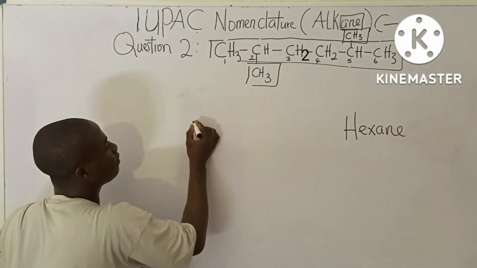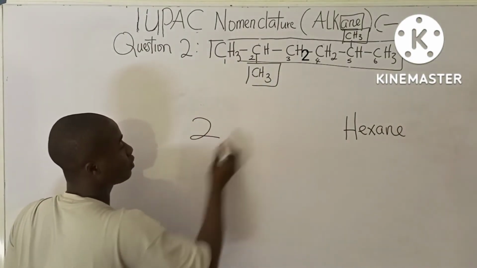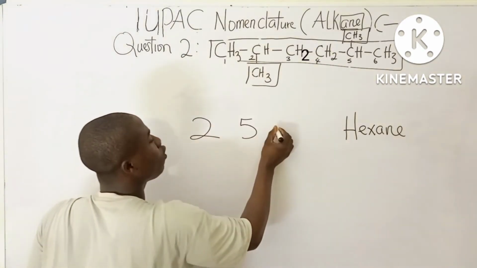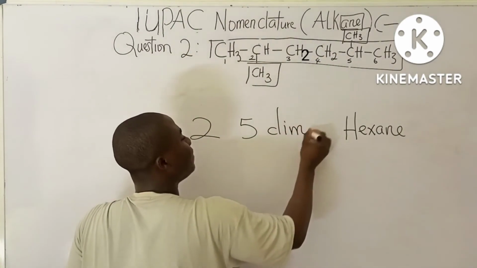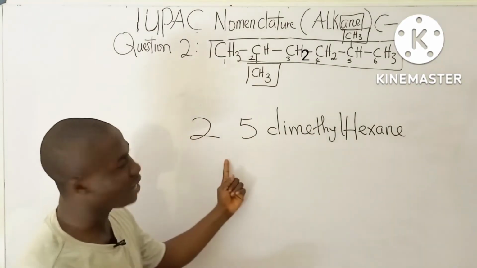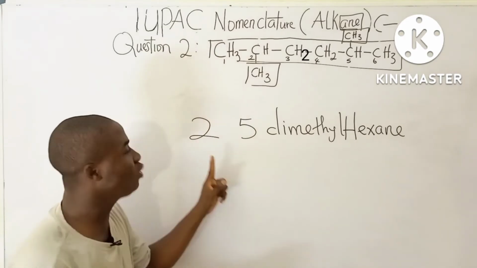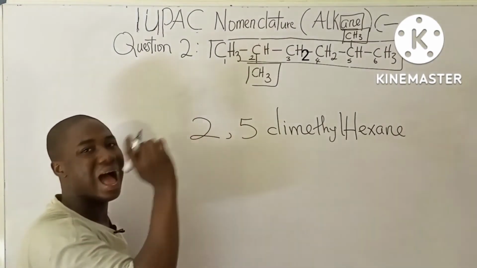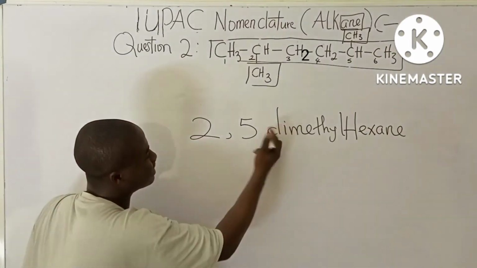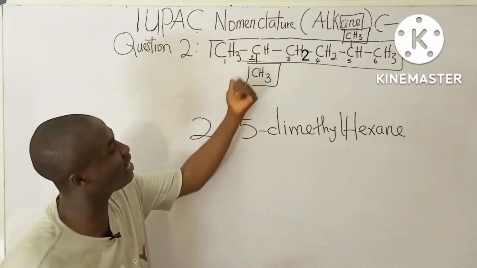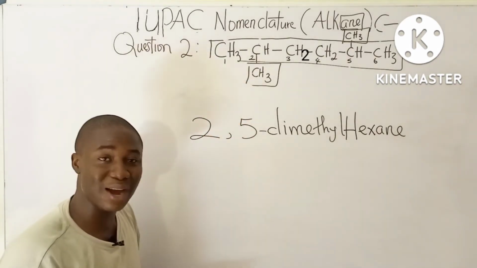So the name of this compound becomes 2, 5. How many methyl? 2. So it will be dimethyl hexane. But we are not done yet. It must be noted that between numbers and numbers, we use the symbol comma, and between numbers and letters, we use hyphen, which is dash. So you can see that this is the name of this compound, 2,5-dimethylhexane.